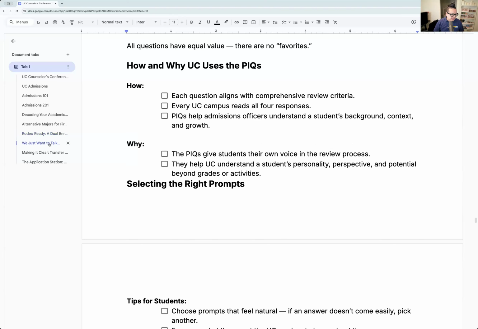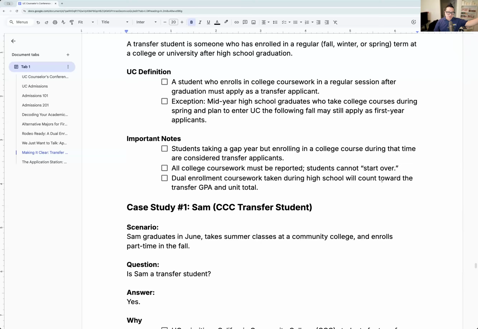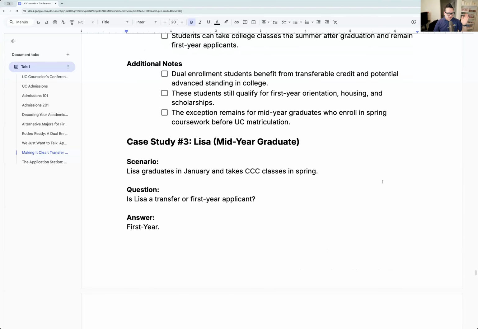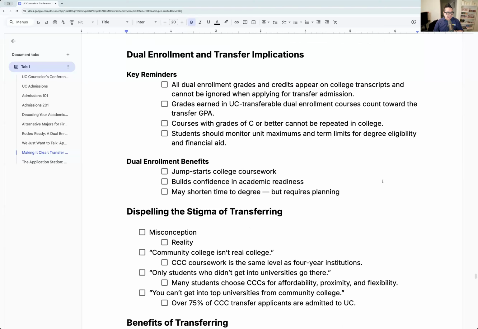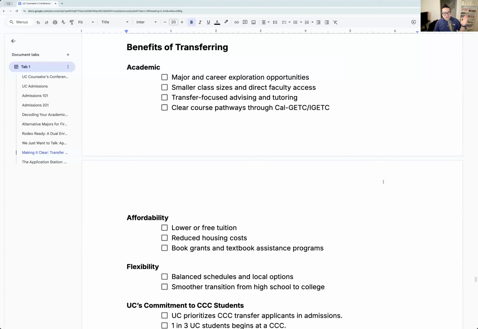PIQs. Let me jump to the other section real fast before we do it. So we'll go back, we'll finish here. Transfer. Those who want to transfer, go to community college and take classes as well. So we talked about what's a transfer and what's not a transfer. I gave you a few scenarios over here. Something cool about transferring, I'm going to skip real fast, and why you should transfer, right?